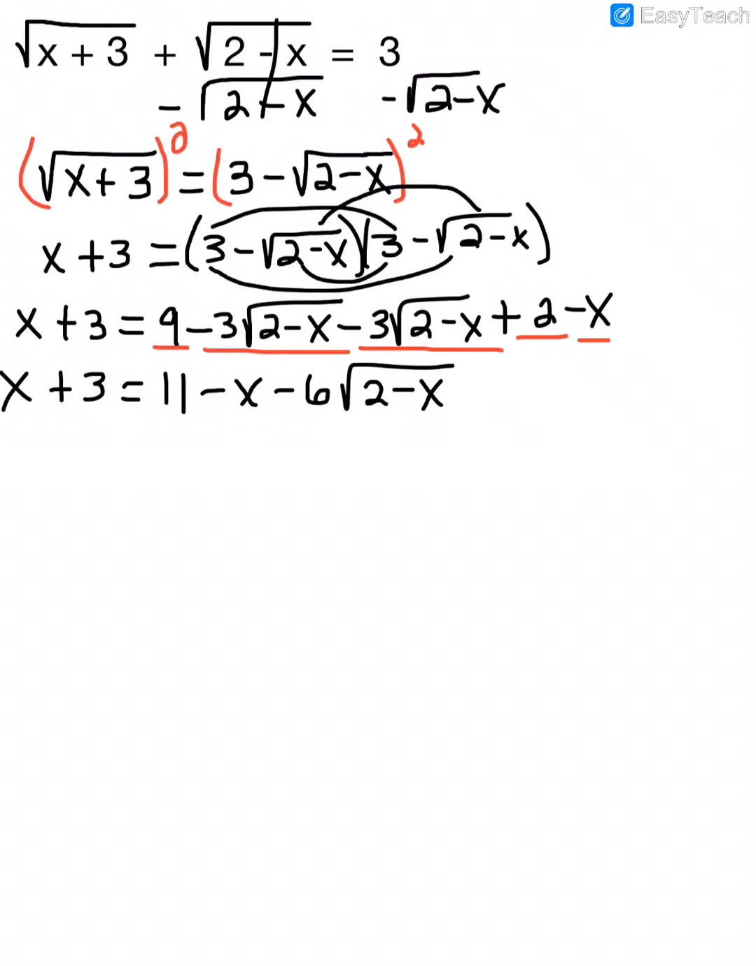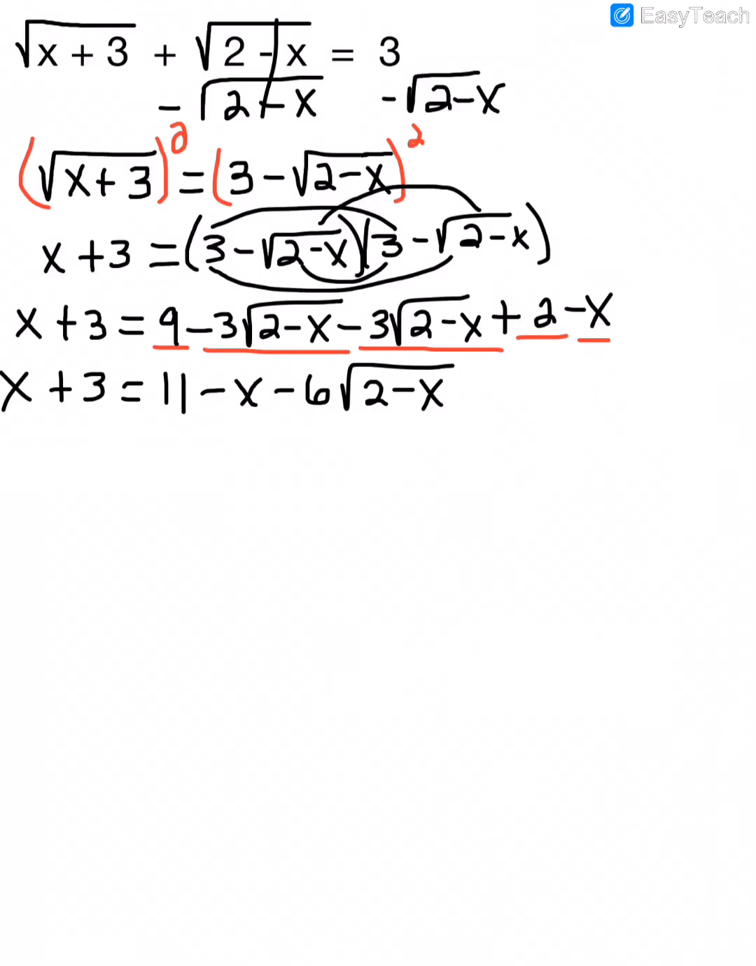Because remember, if I had something like this, if I had 2 square root of 3 plus 2 square root of 3, that would give me 4 square root of 3. If the stuff on the end looks the same, it stays the same, and we just add the numbers in front. We add the coefficients of the terms. So that's all we're doing here. Since the square root of 2 minus x part is the same, we're just adding the numbers in front. Negative 3 and negative 3 give me a negative 6.